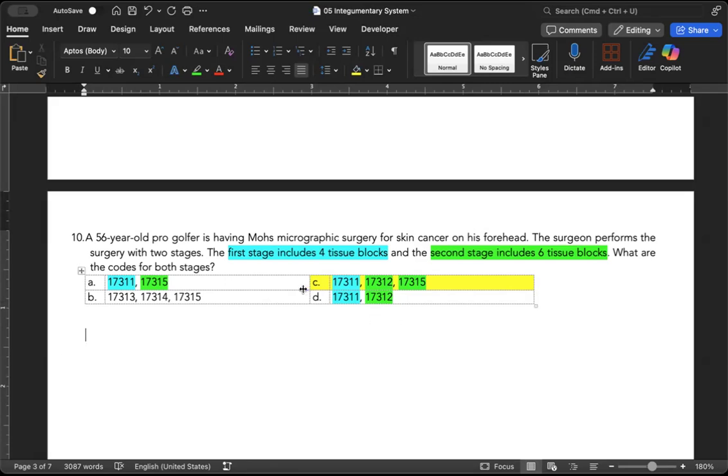So just make sure if they test you on Mohs, you're reporting the number of stages. And then if you have any stages over 5, that's when you're going to report the 17315. So you want to make sure, just as equally important as that extra block, we have to make sure we have that additional stage.